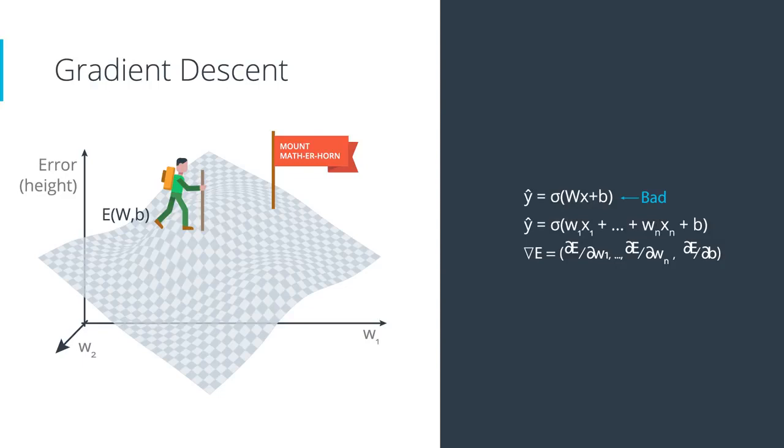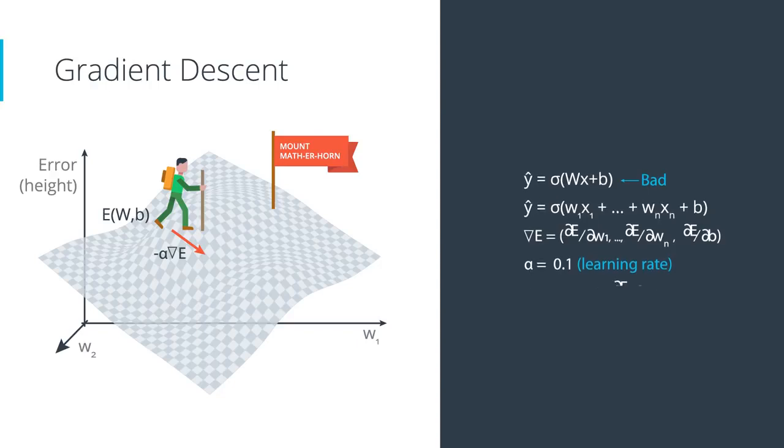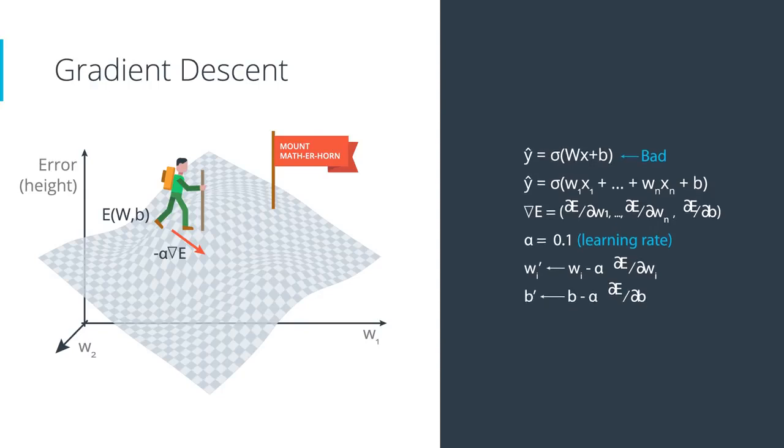Now, we take a step in the direction of the negative of the gradient. As before, we don't want to make any dramatic changes, so we'll introduce a small learning rate alpha, for example, 0.1, and we'll multiply the gradient by that number. Now, taking the step is exactly the same thing as updating the weights and the bias as follows. The weight wi will now become wi prime, given by wi minus alpha times the partial derivative of the error with respect to wi. And the bias will now become b prime, given by b minus alpha times the partial derivative of the error with respect to b.